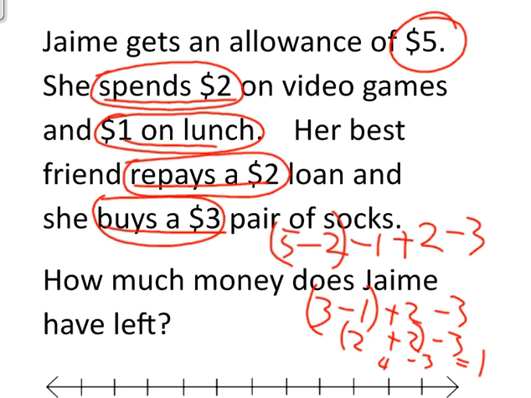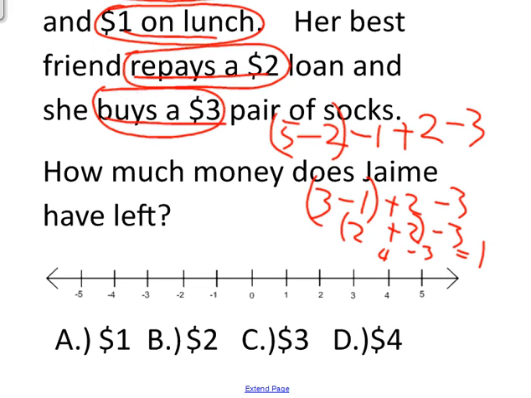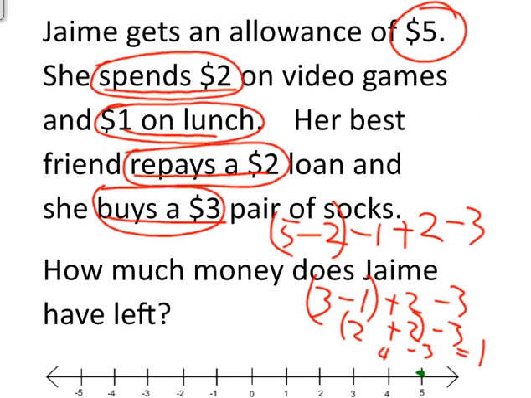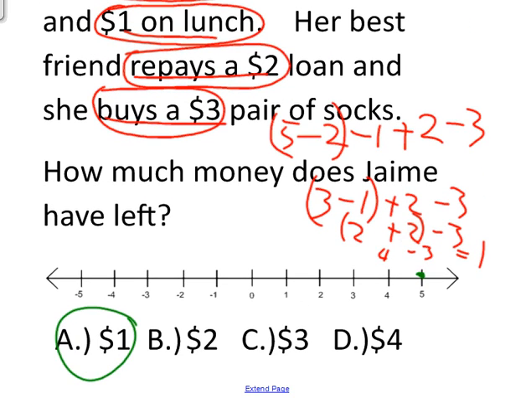Let's check it on our number line. All right, so we were predicting our answer to be the number 1, but let's start off. She starts off with $5. She then spends $2, so that would be $2 this way, $1, $2, so she now has that much. Then she spends another dollar on lunch, so it goes down even further.